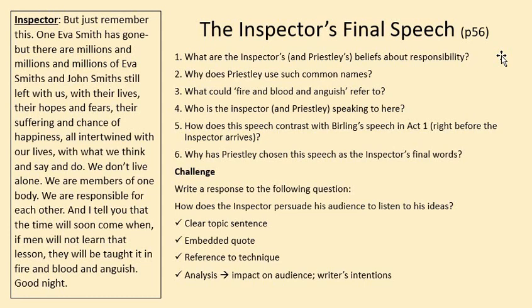Question 2, why does Priestley use such common names? So he says Eva Smith and he says John Smith, and that is because he is trying to talk about the entire working class here. He's saying, yeah, this all happened to Eva Smith, but actually this sort of thing is happening to working class people everywhere. So it makes it easier for us to understand.